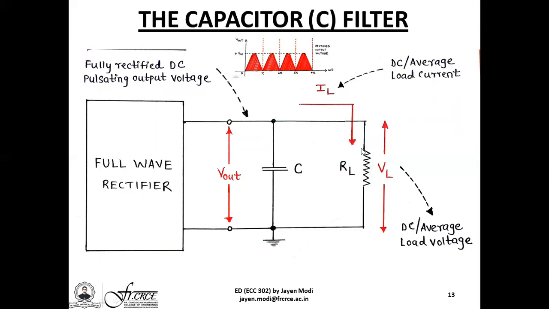Here we are simply showing the load RL with the average or the DC load current given by IL and the average or the DC load voltage given by the value VL. Now, when the first output half cycle arrives, capacitor C will quickly charge to the peak value Vm. The reason for the capacitor charging quickly is that the internal resistance of the forward bias diodes is practically zero, or very, very small. So C will take very little time to charge, and it will charge quickly.